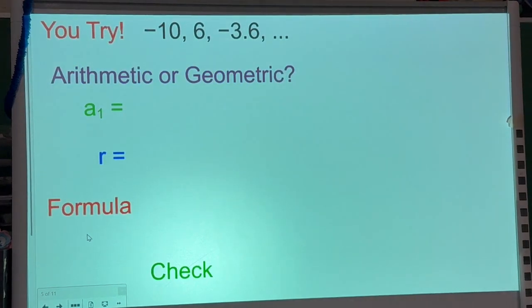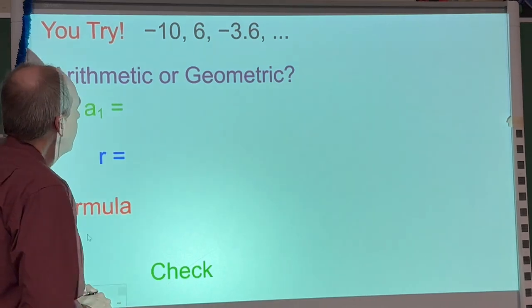How about you take a minute and try, figure out if it is arithmetic, if it's geometric, find your first term, find your r or your d, write the formula, and check it. Hit pause, come on back when you're ready.